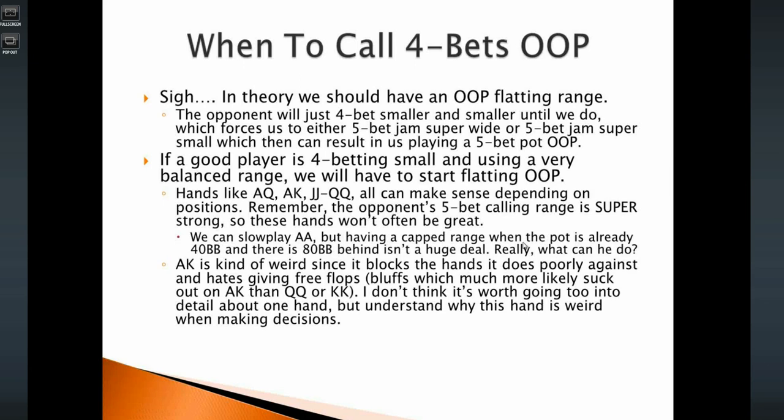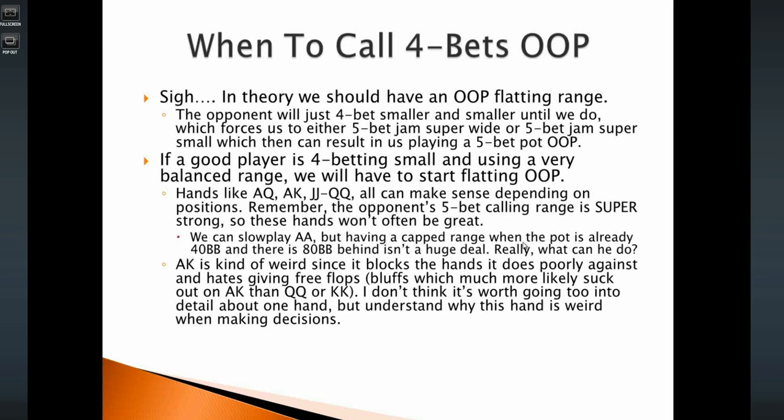I don't think it is worth going too into detail about one hand, but understand why this hand is weird when making decisions. So, hands like ace-queen, jacks, and queens, for the example I gave earlier, I imagine people don't really have much of a problem with seeing that if you're playing against someone that knows what they're doing, you have to flat the 4-bet out of position with them if your opponent's only 4-betting better hands or bluffs. Ace-king is kind of in its own little territory, because it blocks the hands that it loses against. If I have pocket queens and my opponent 4-bet bluffed 7-9 suited, queens aren't really going to get outdrawn. 7-9 suited just doesn't really bust pocket queens very often. But if I have ace-king and my opponent 4-bet 7-9 suited, that hand's going to get outdrawn all the time.